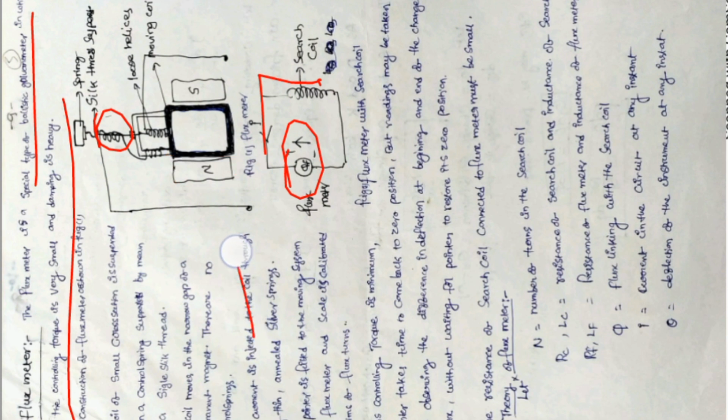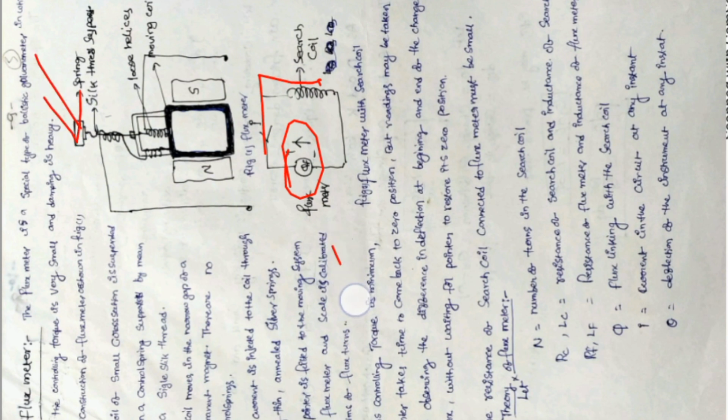The current is injected to the coil through very thin annealed silver springs. Only a small spring is used, to inject the current only. The pointer is fixed to the moving system of the flux meter, and the scale is calibrated in terms of flux turns. Similar to a PMMC instrument, a pointer is fixed to the moving system that shows directly the amount of flux in terms of flux turns.